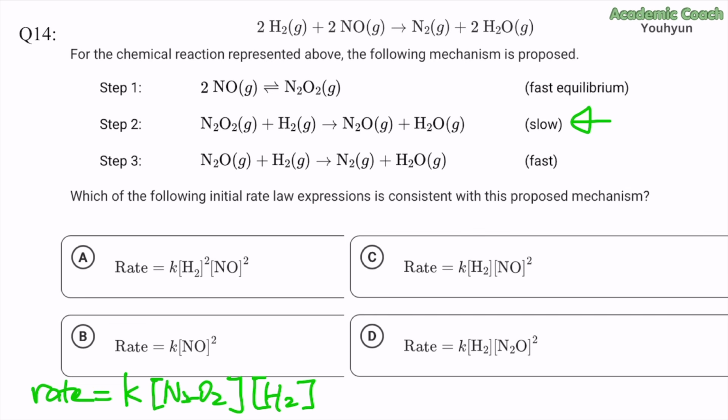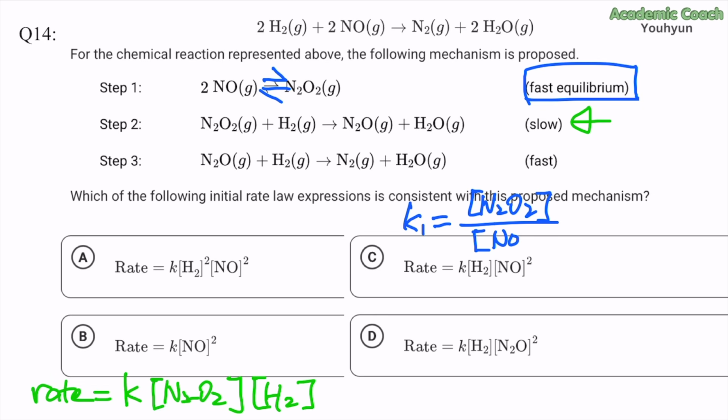And you notice that step 1 is a fast equilibrium. So you see the arrow pointing to the right and the arrow pointing to the left. Equilibrium means that there is a forward reaction and a reverse reaction going on at the same time. And this means that the concentrations of the products and the reactants for step 1 form some kind of balance. So this is how it looks for fast equilibrium in step 1.